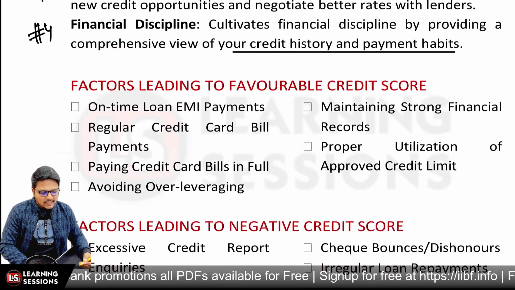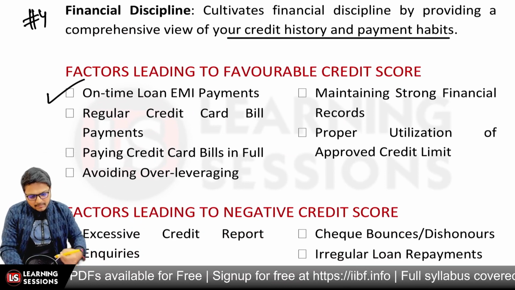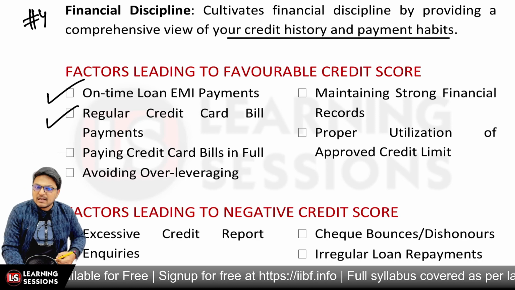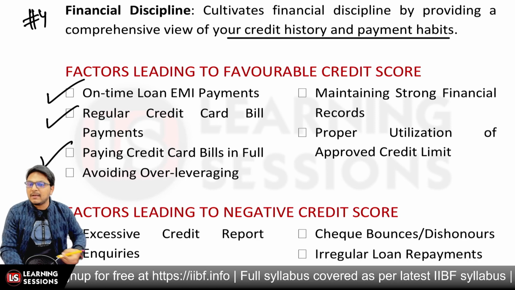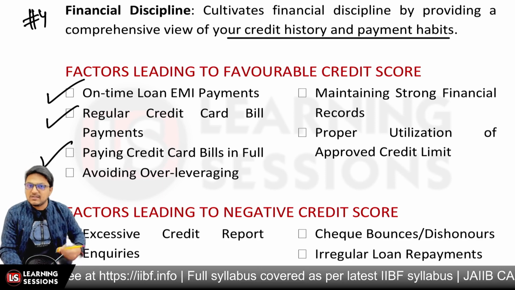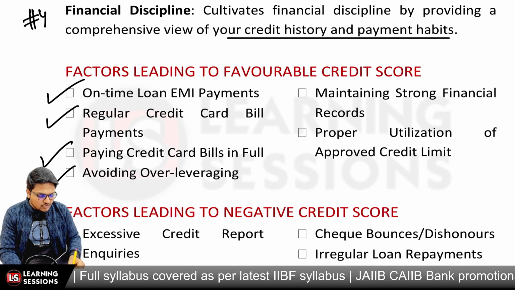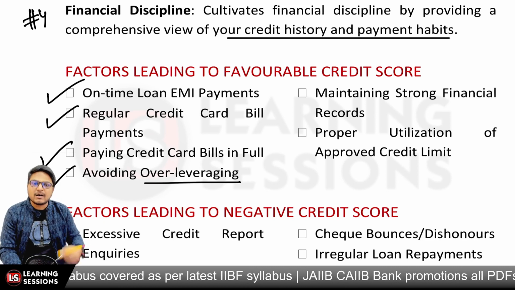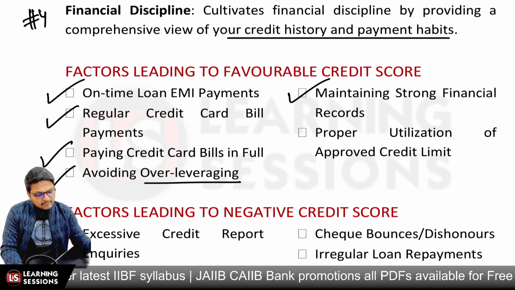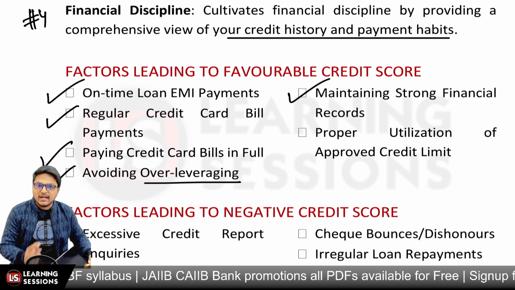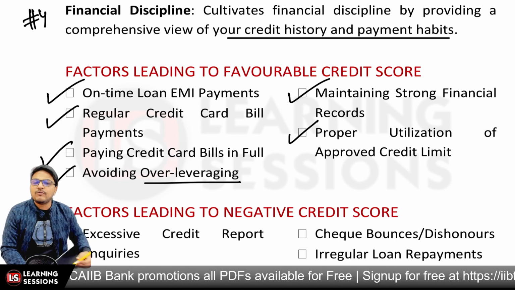Now, what factors lead to a favorable credit score? If you're paying payments in time, regular credit card bills are being paid, and you are paying the credit card bills in full rather than paying the minimum amount due. And further, if you are avoiding over-leverage, meaning it's not the case that you are applying for debt again and again, if you are maintaining strong financial records, and making proper utilization of the approved credit limit, these are the scenarios which will lead to a favorable credit score.